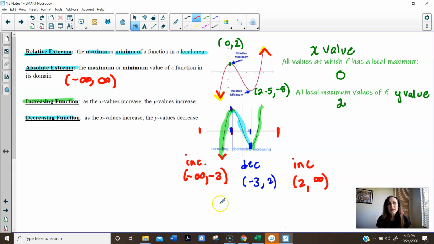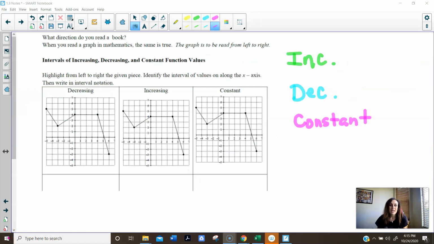Now, I would recommend just using parentheses for all the turns. Some books will use brackets where you turn, but you don't need to. Just use parentheses. So in this example, just like you read a book from left to right, you're going to read your graph from left to right. And so let's look at increase and decrease.